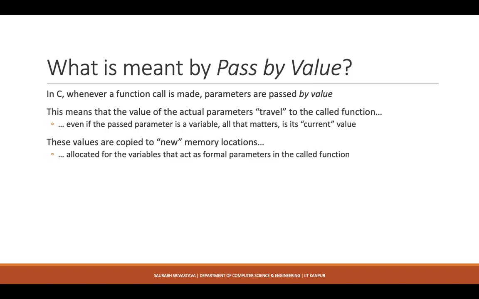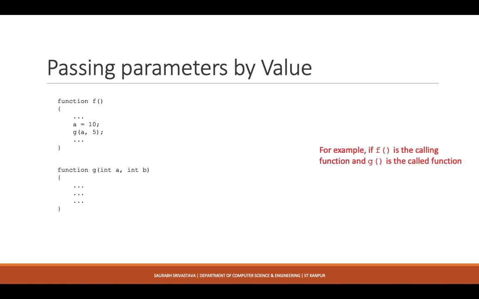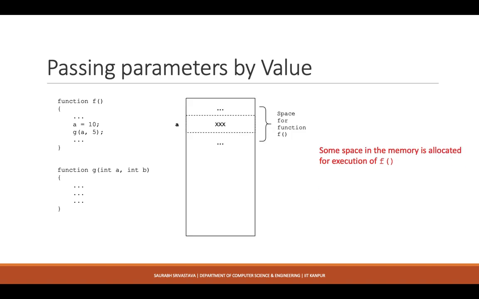These values are then copied into some new memory locations. So the formal parameters that we saw get these values copied to them into new memory locations. For example, if we have two functions f and g, and f is calling g, and g is expecting two parameters, a and b, both integers. What really happens is that in the beginning you have some space in memory allocated for the execution of f, the local variable a. So this is a local variable a. It gets some space in this allocated block.